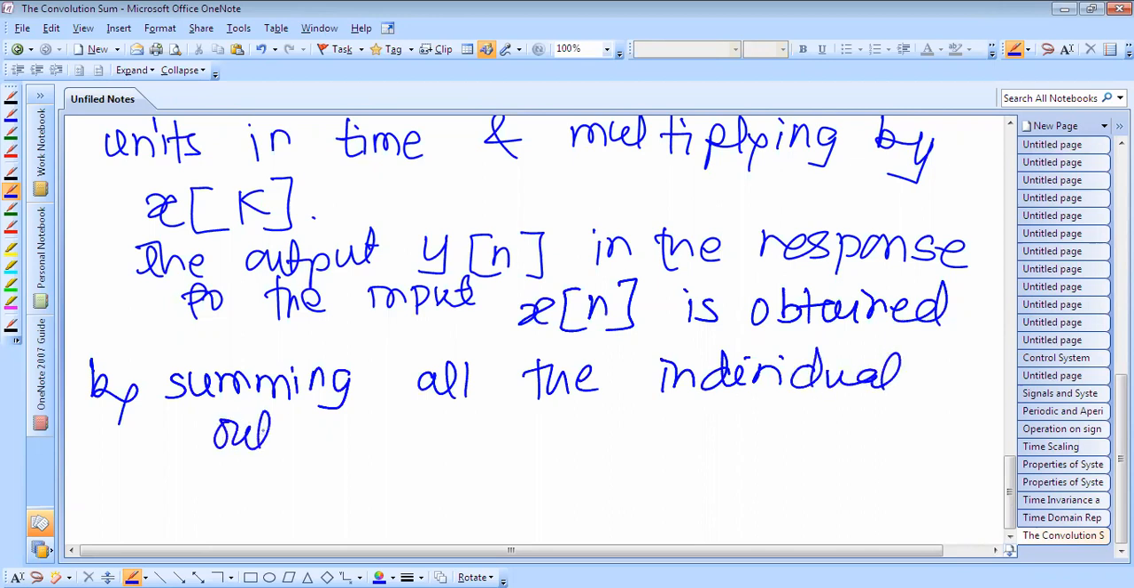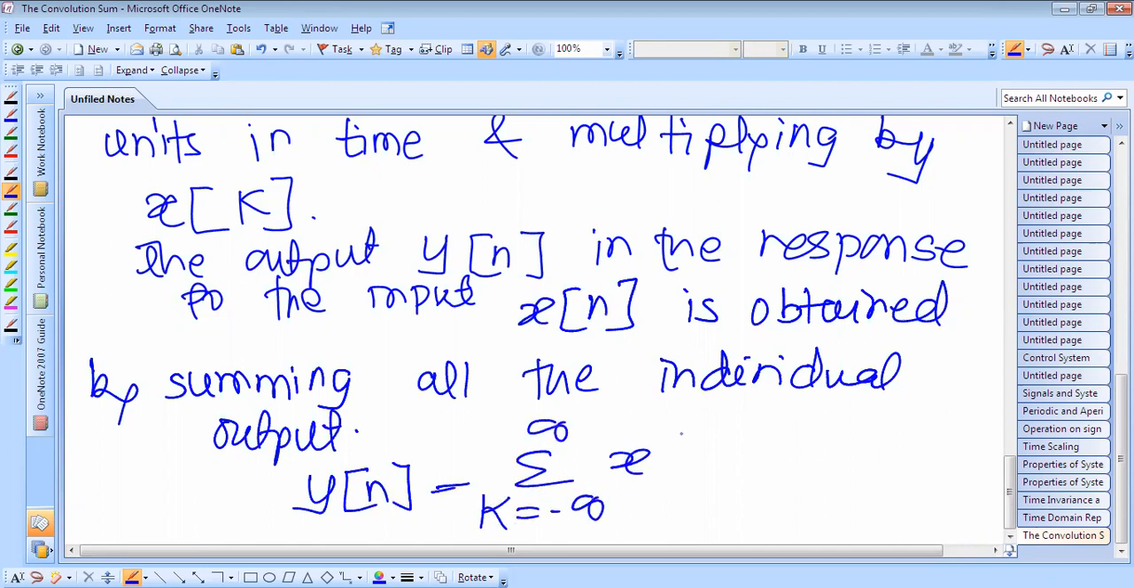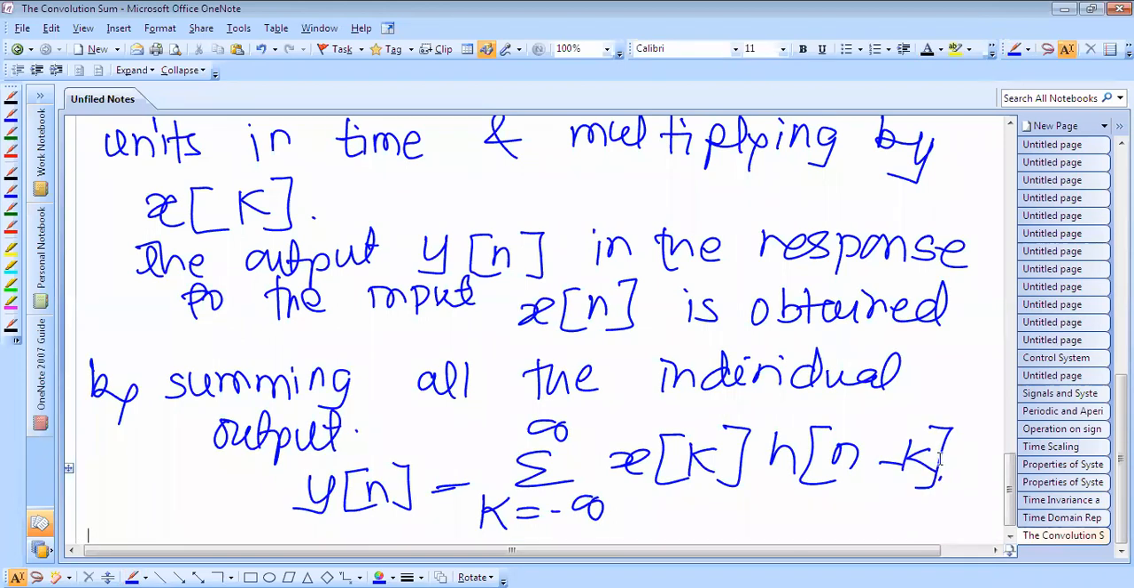Okay, this will again become clear when you consider the examples. So the output can be written like this: y of n is equal to the sum from k equals minus infinity to infinity of x of k into h of n minus k.